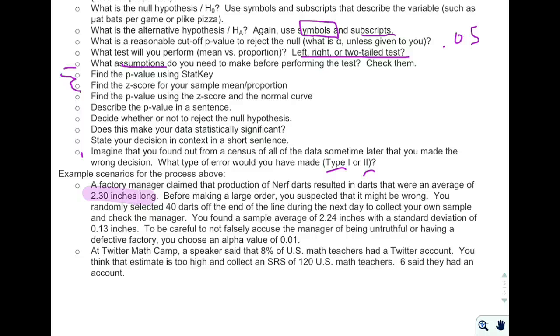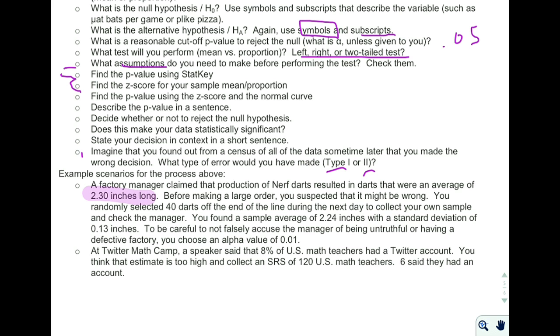You randomly selected 40 darts off the end of the line during the next day to collect your own sample and check the manager. You found the sample average of 2.24 inches, standard deviation of 0.13. To be careful not to falsely accuse the manager of being untruthful or having a defective factory, you chose a different alpha value, 0.01. So this would be an example where you don't use 0.05, but you use a different thing, 0.01.